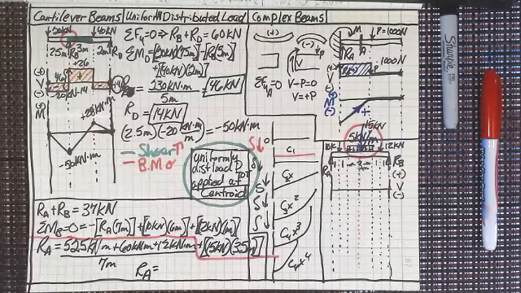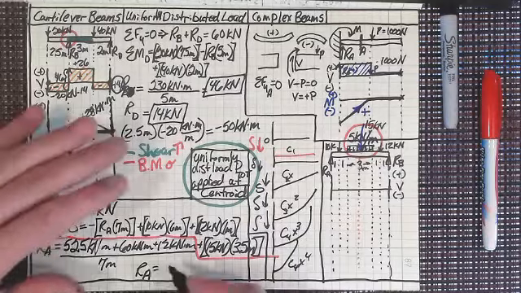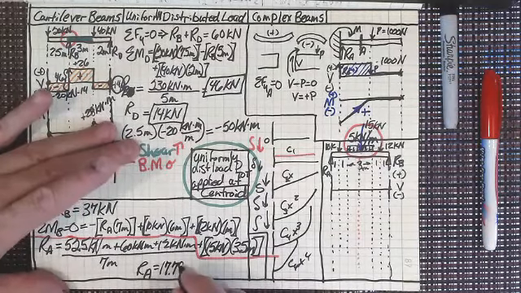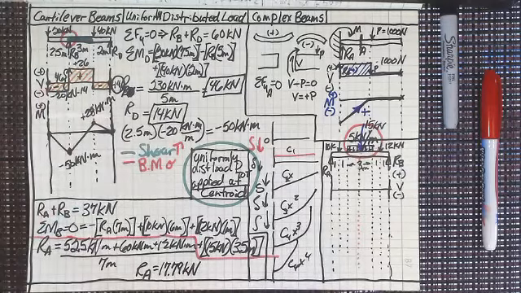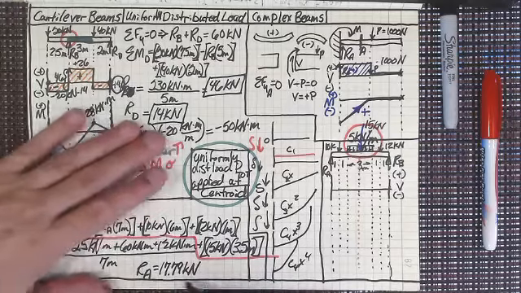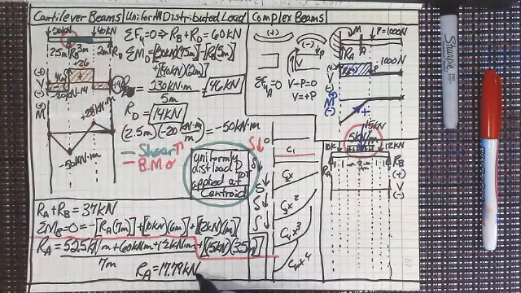R sub A then, and we'll know R sub B too, is going to be 112.5 plus 12, which is 124.5, and you're all saying, no, that's wrong. 124.5 divided by 7 is 17.786, so 17.79 kilonewtons. Is that what I got? Yep, that's exactly what I got. In fact, I rounded it to 17.78 because I wasn't as good of an engineer then as I am today.